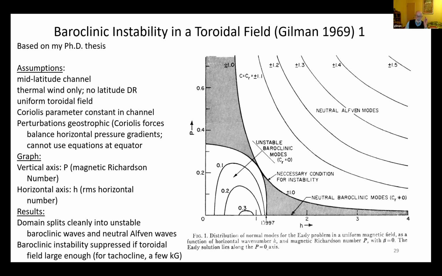And that corresponds in the tachocline to just a few kilogauss. So that's a very negative result as far as whether baroclinic instability is playing an important role. If it is, it's got to be outside the domain where the toroidal field is. Now, in the same plot, you can see that outside this necessary condition for instability in the middle, you get neutral Alfvén waves. So you get all these different modes operating in the same system.